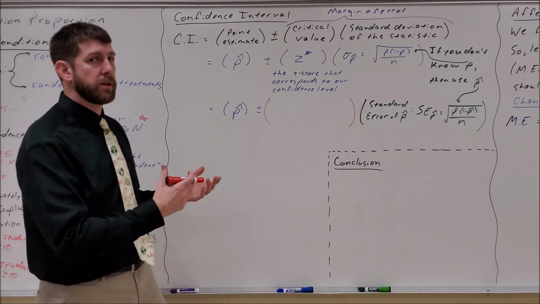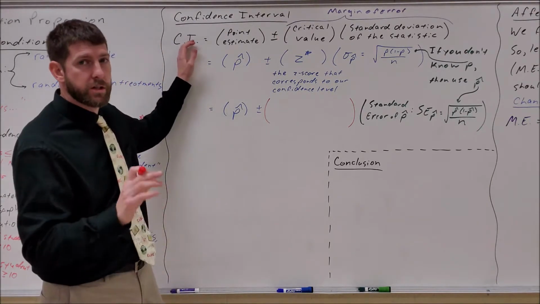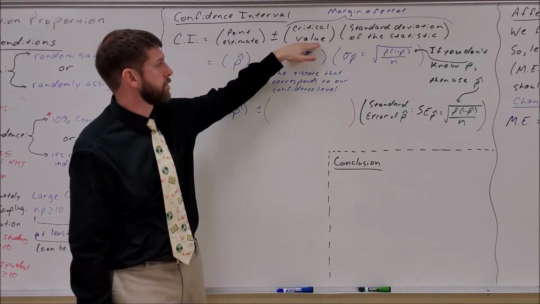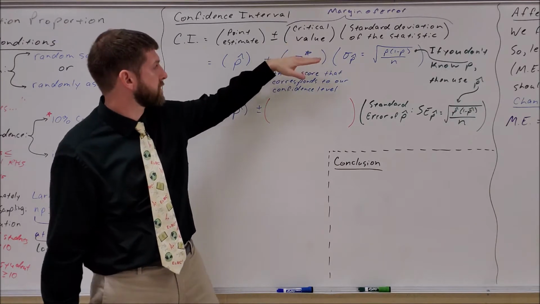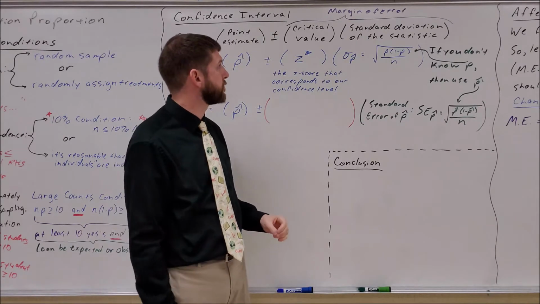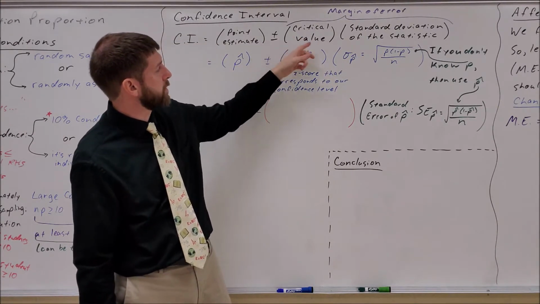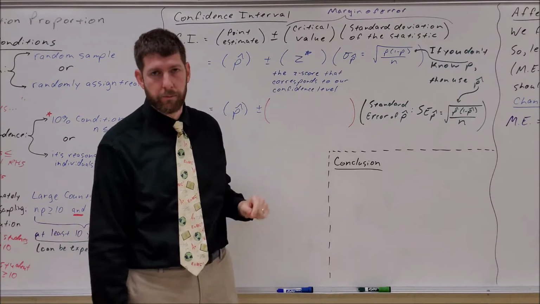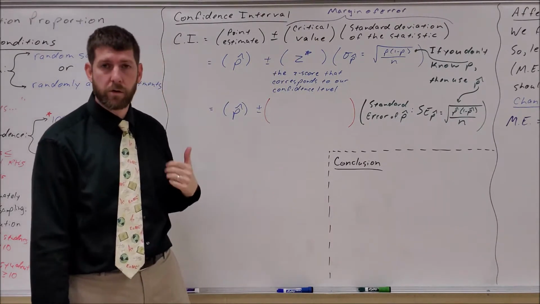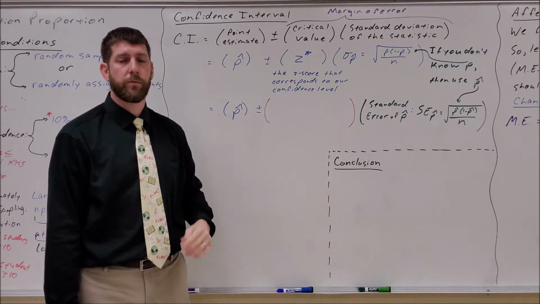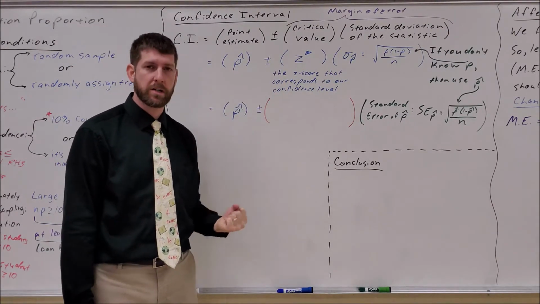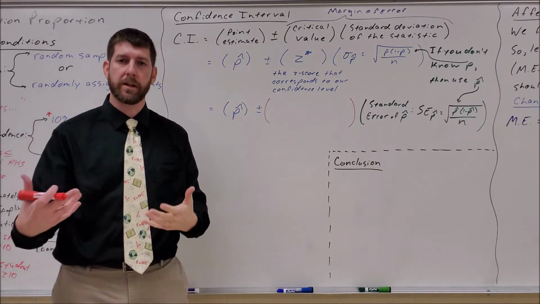To recap what we did with confidence intervals on the last one, the generic setup of any confidence interval is a point estimate plus or minus a critical value, remember, tied to your confidence level, times the standard deviation of the statistic, the variability of the sampling distribution. The critical value and the standard deviation of the statistic together make up your margin of error. Now we're focused on proportions today. The point estimate of a proportion is just p hat. We use all of our possible sample proportions to estimate what's going to happen in the actual population.